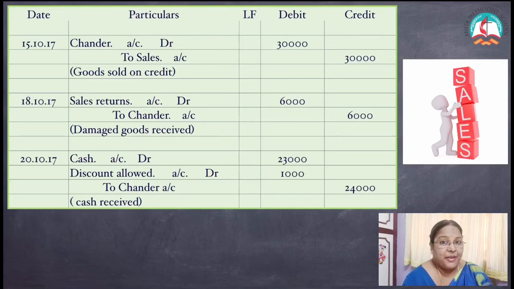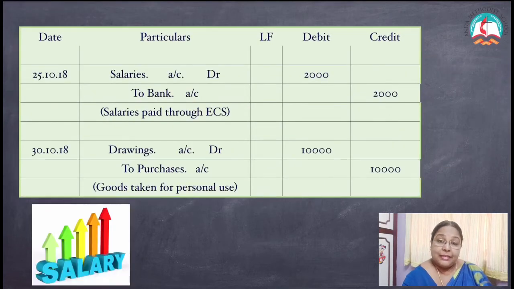So why discount has to be debited here? Discount belongs to nominal account. The rule of the nominal account is debit all expenses and losses, credit all incomes and gains. Are you able to understand these three entries together? Right. Next one. Salaries paid through ECS. ECS is a bank transaction. So, salaries account debtor to bank account.